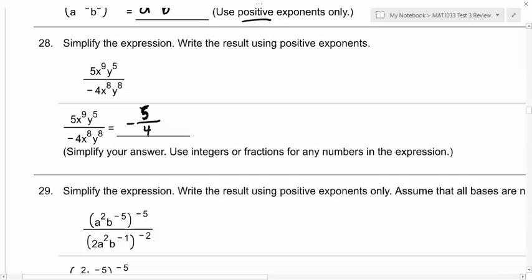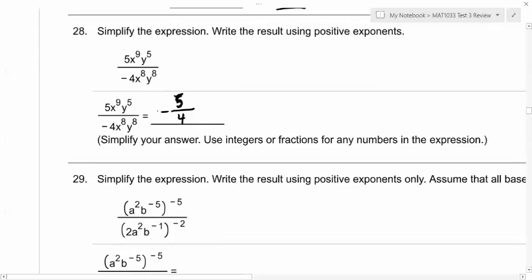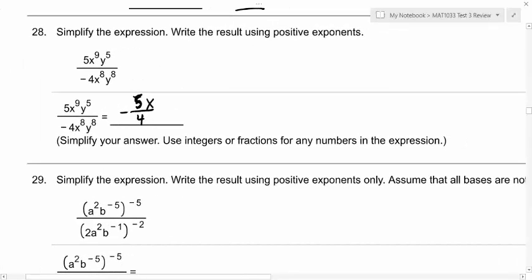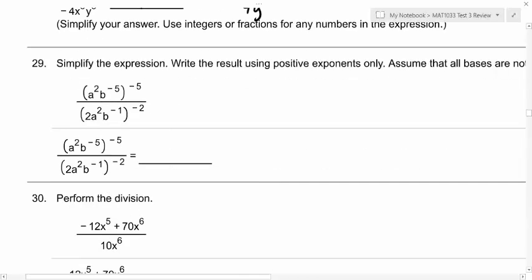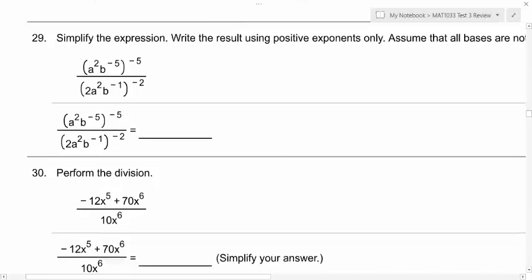Okay, then what about the x's? You subtract them. Mm-hmm. You just get x. And then the y's? You get negative 3. Mm-hmm. And then you'd move that to the denominator. Exactly. And then that would be your answer. Nice job. Okay, number 29.